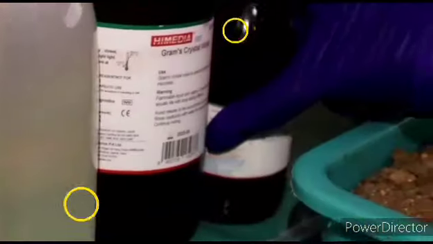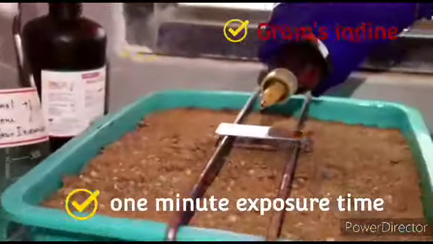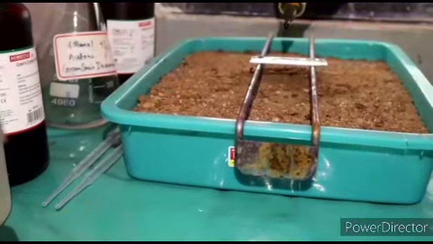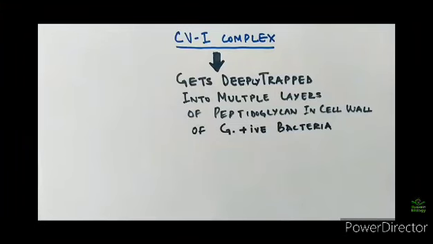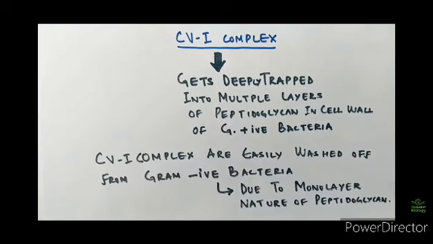The second step involves pouring iodine on the slide, where it forms the crystal violet iodine complex. The crystal violet iodine complex gets deeply trapped in the multilayer of peptidoglycan in the cell wall of Gram-positive bacteria. Whereas in Gram-negative bacteria, the crystal violet iodine complex is easily washed off due to the monolayer nature of the peptidoglycan.